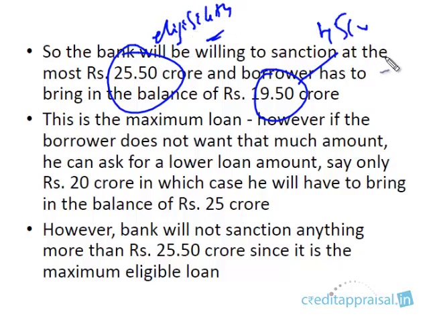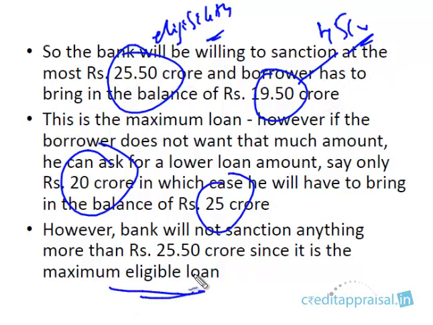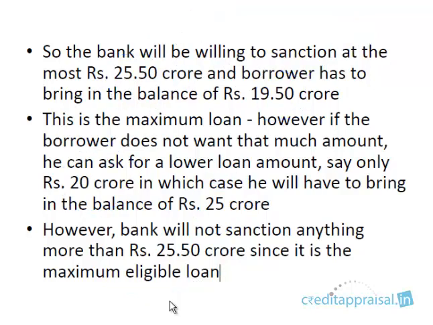The company might actually choose a lower amount. Maybe it might not want to take this entire 25.5. Maybe it will take 20 crores, and maybe the balance 25 crores it will bring in. That is perfectly all right. What we are saying is this 25.5 crores is the maximum eligible loan. The bank will not sanction anything beyond this. So the calculation is quite straightforward once you know the margin and the project cost.